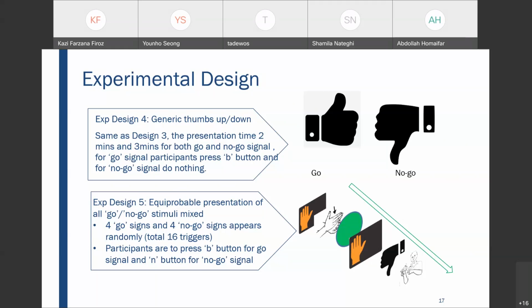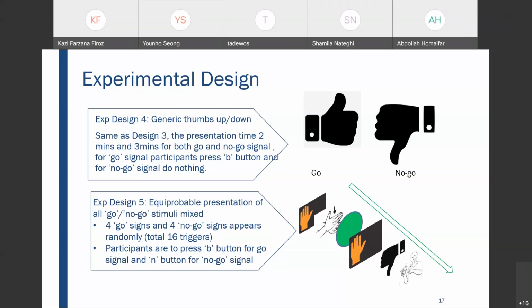And experimental design 5 is a little bit different from the last 4. We use here an equiprobable presentation of all go no go stimuli mixed. All the 4 go signals previously discussed and all the 4 no go signals appear randomly 16 times. And the participants are to press the B button for go signals and the N button for no go signals.